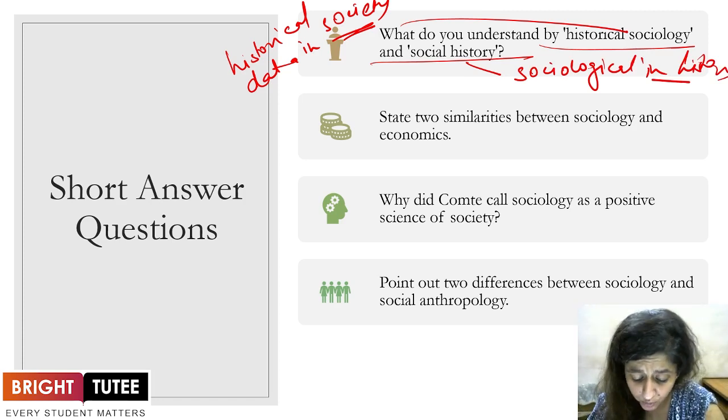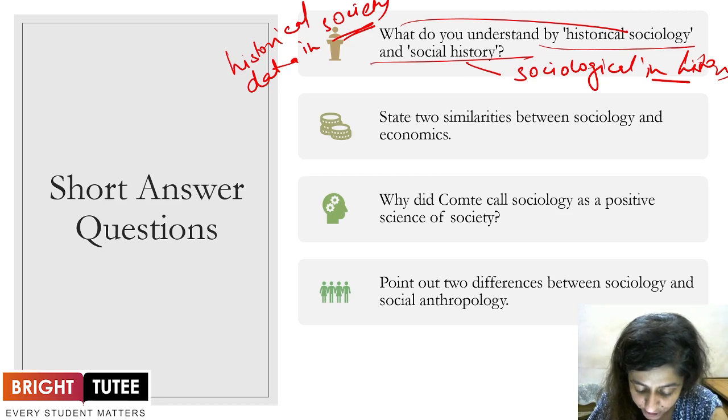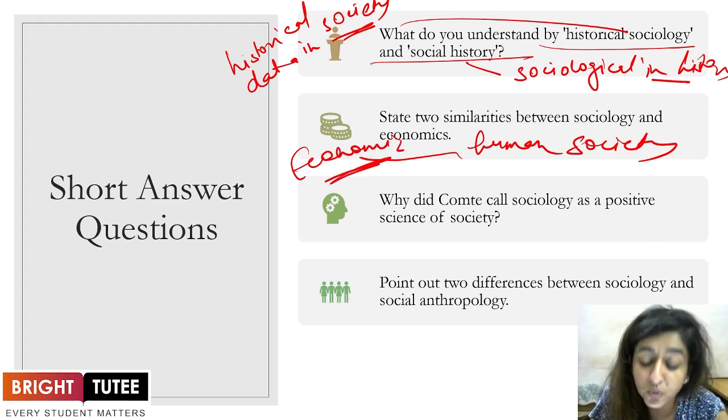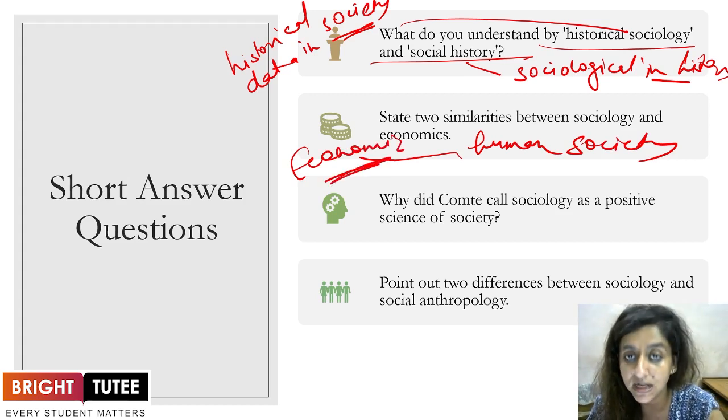Moving ahead, find two similarities between economics and sociology. Both study economic aspects, however their scope of study is different. They both study human society, they both study the economic aspects, and the relationships between those economic aspects as well.